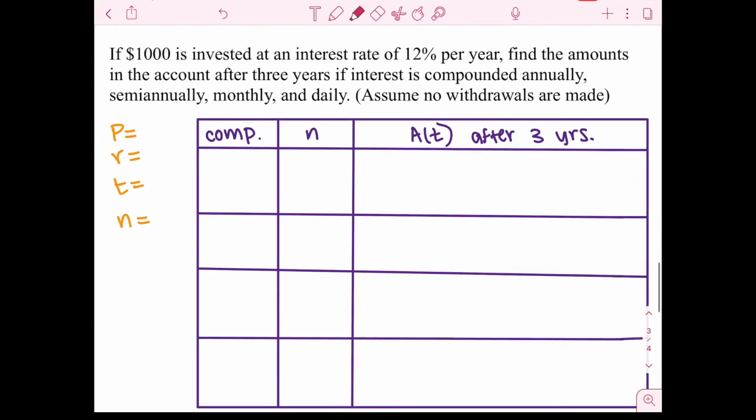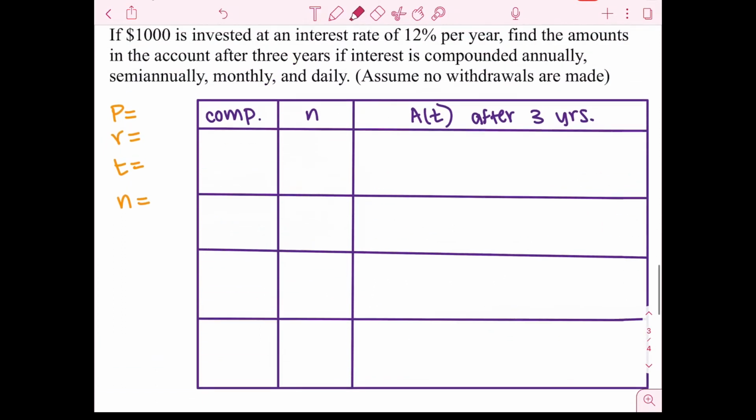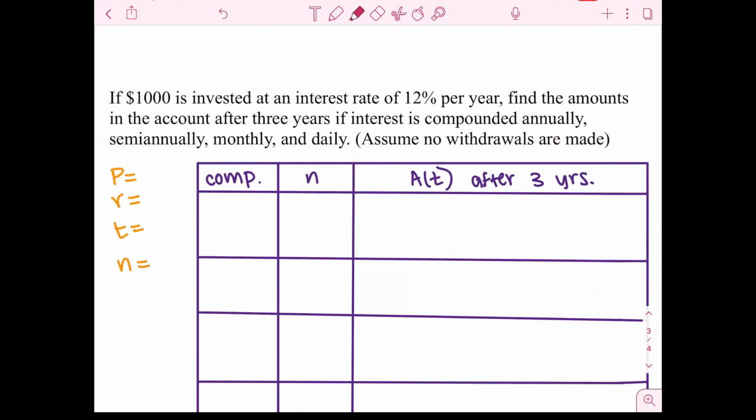Our second problem is, if $1,000 is invested at an interest rate of 12% per year, find the amounts in the account after 3 years if interest is compounded annually, semi-annually, monthly, and daily. So we have a lot of components in this problem, which is why I made this chart so that it can be a little bit helpful when we're solving everything.